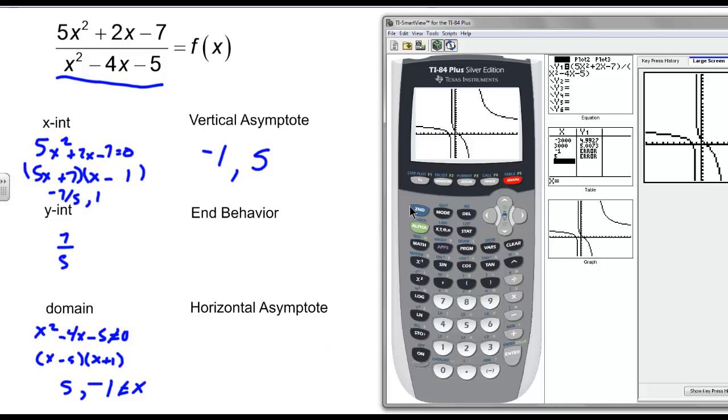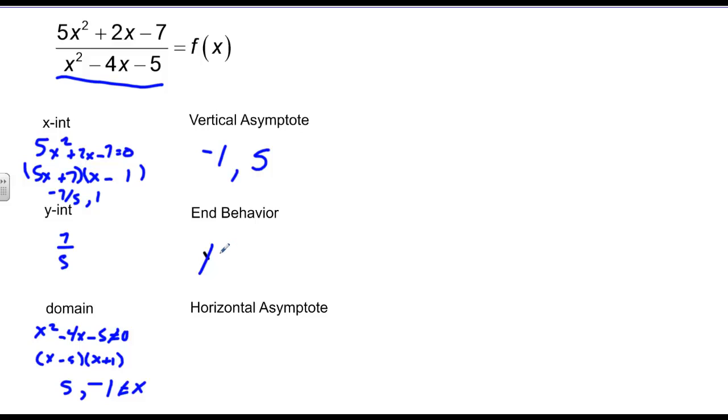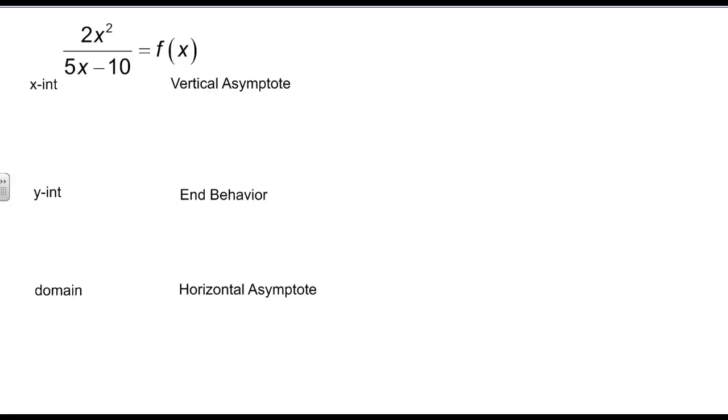So now let's take a look at our table. You'll notice once again that in our table at -1 and 5 we get errors. That means the graph is undefined there, so that did describe my vertical asymptotes. And as I plug in -3,000 and 3,000, you'll see that this is getting very, very close to 5. So that's going to be our horizontal asymptote. Again, right now we're just getting these horizontal asymptotes off the graph. We'll tie this all together in a couple of minutes. So let's take a look at one more example.